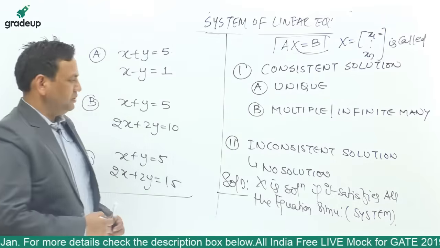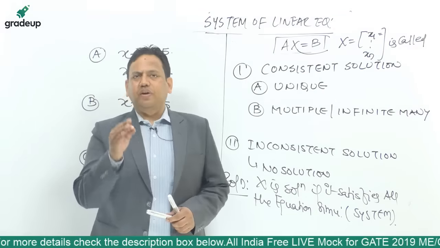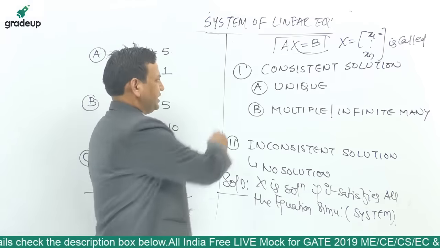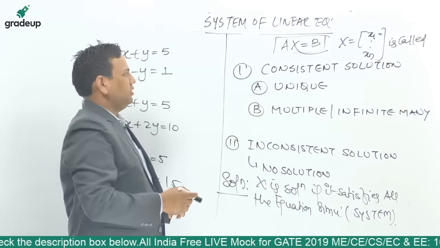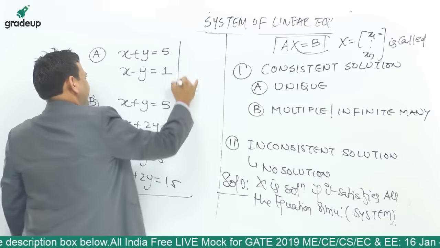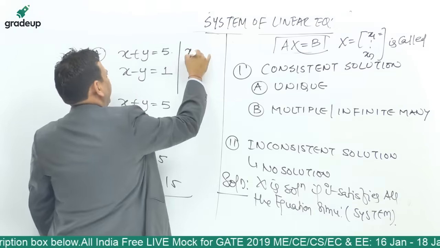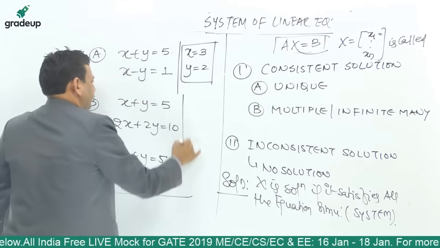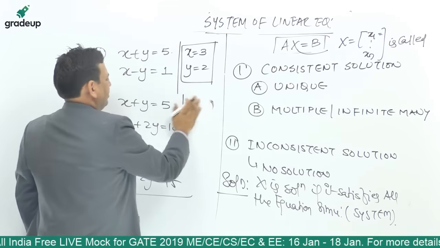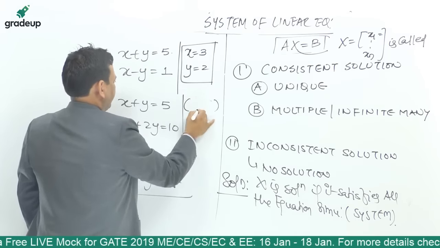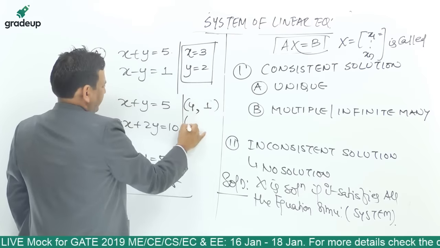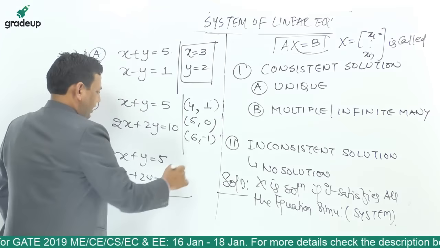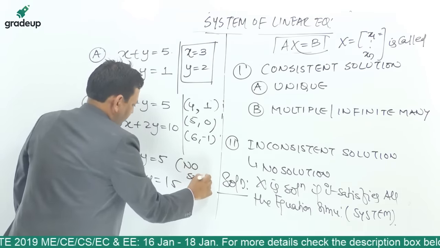What does the solution mean? We will say the value of x, meaning x1, x2, xn. If you calculate all the values which satisfy all the equations, it is known as a solution of the system. Suppose in the first part, what will I get? x is equal to 3, y is equal to 2. Now here we will say there are so many solutions. For x and y, the first solution we can say 4, 1. Then we can say 5, 0. Then we can say 6, minus 1. So these are the solutions. And here we will say no solution.